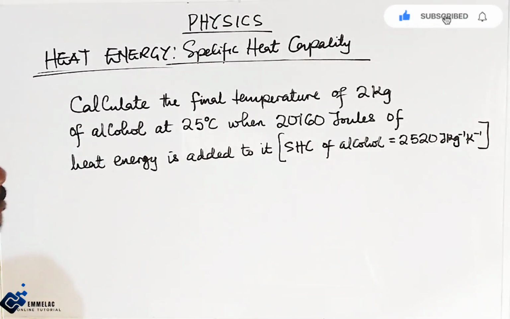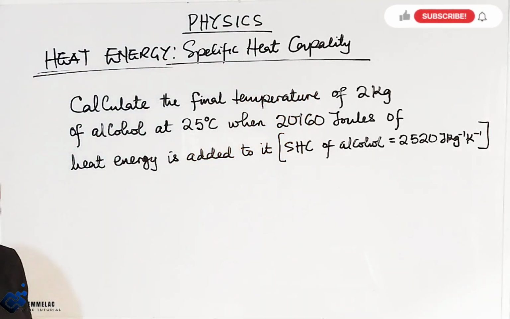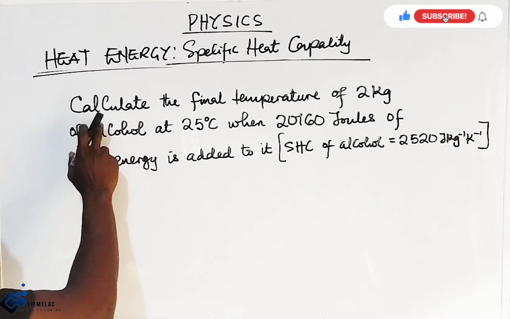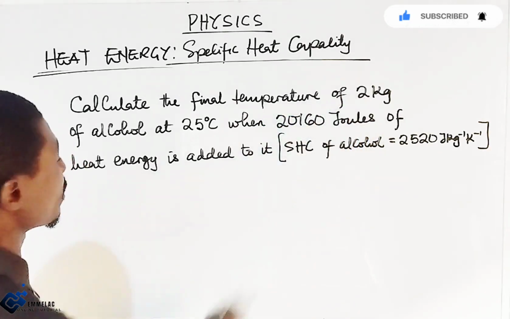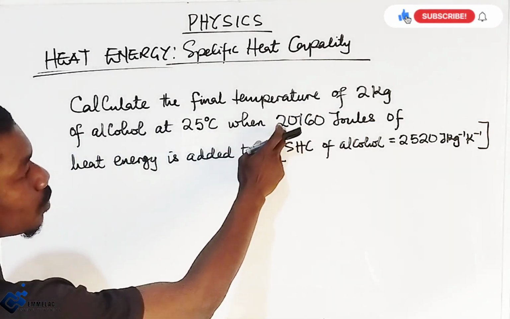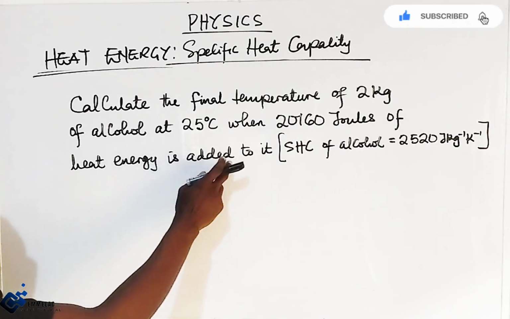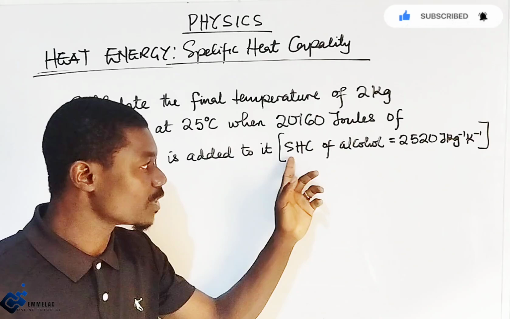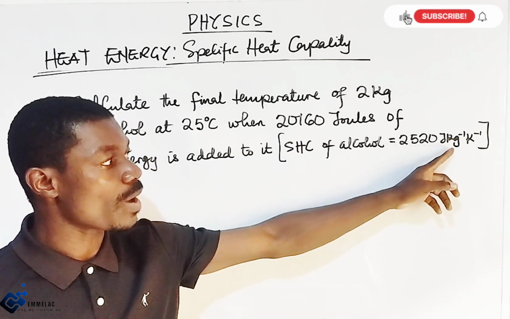Before us, we'll be looking at this topic, heat energy, and under which we'll be treating questions on specific heat capacity. Now, one of those questions is this: calculate the final temperature of 2 kilograms of alcohol at 25 degrees Celsius when 20160 joules of heat energy is added to it. And we are given that the specific heat capacity of alcohol is 2520 joule per kilogram per Kelvin.